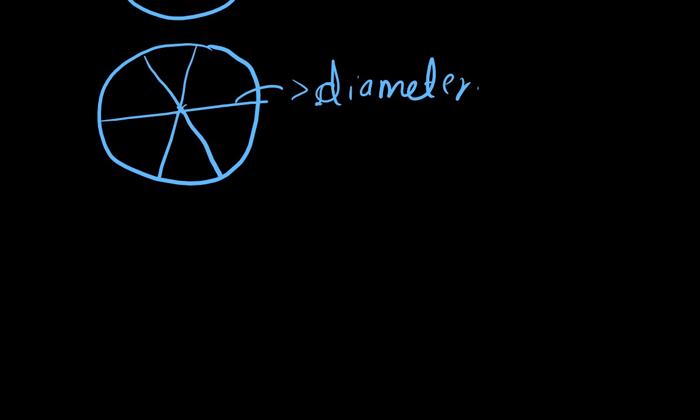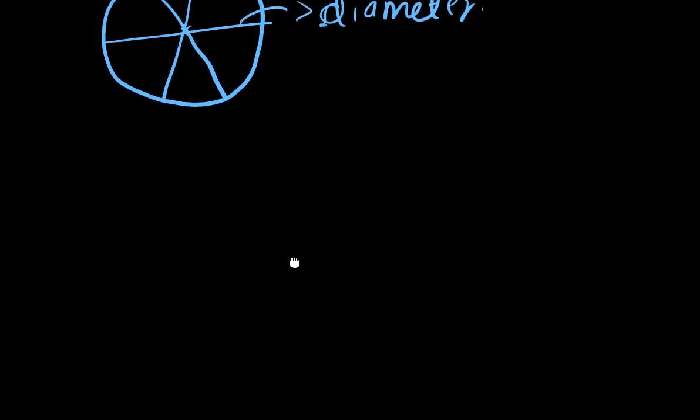Then next, suppose we are going to draw a chord through the center like this. This line is known as a diameter. We can say that a chord that passes through the center is known as a diameter. So this is also a diameter, and this is also a diameter. So diameter is a chord that passes through the center.